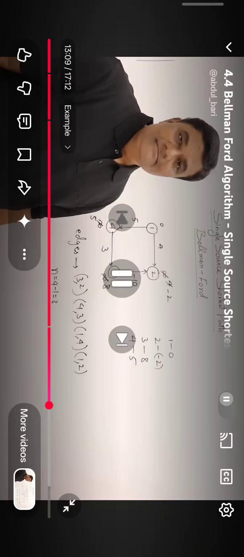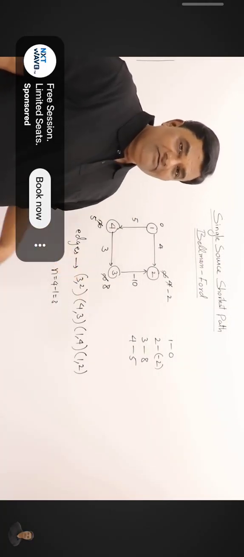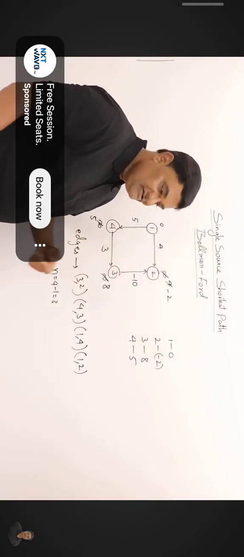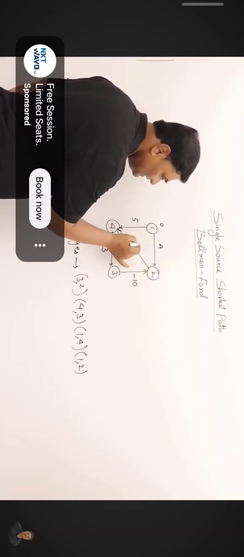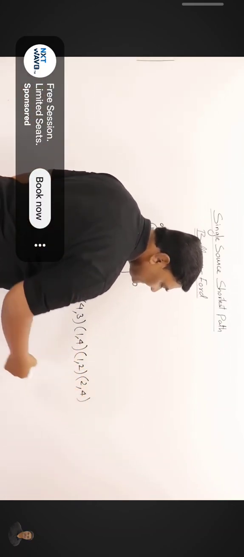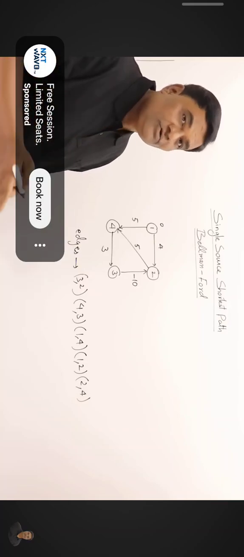Now let us see the drawback of Bellman-Ford. I will take the same graph, but with a small change. I will add one more edge, 2 to 4, and make its weight 5. So this is 2 to 4. Now let us relax them. I have to relax them 3 times. So quickly I will do it, because I was already doing it till here.